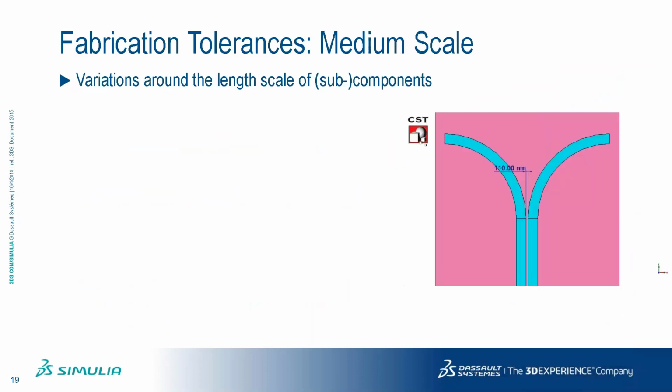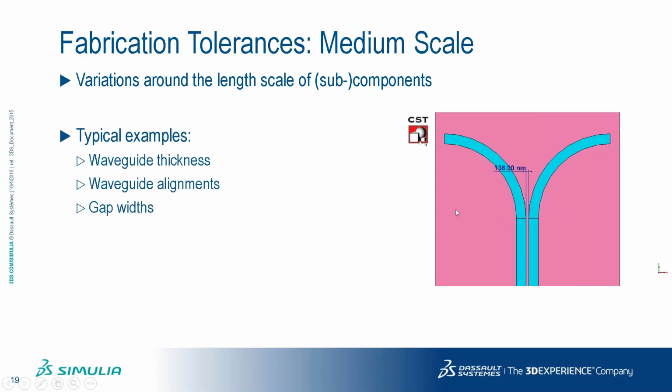The third scale is the medium scale. If you look at variations around the length scale of the subcomponents, I chose an example here, so I'm showing you half of the coupler, and I'm just showing you the variation in the gap width here. Some other typical examples are the waveguide thickness, waveguide alignments, the way they are maybe aligned with a certain amount of angles, and accordingly also gap widths between adjacent structures.